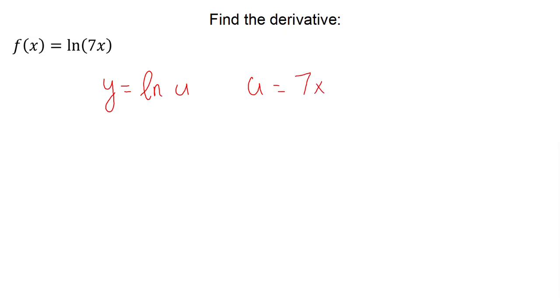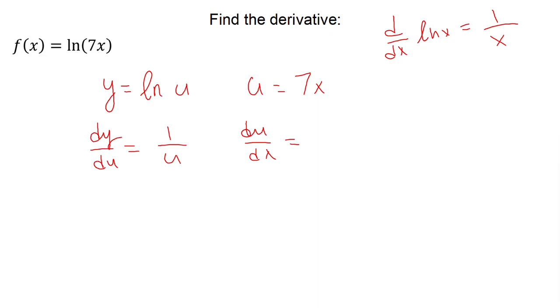And of course, we know the rule for the derivative of natural log, right? The derivative of the natural log of x is 1 over x. So if we want the derivative of natural log u with respect to u, that should be just 1 over u. And then we'll multiply that by our du dx, which is 7. We'll write dy dx here.